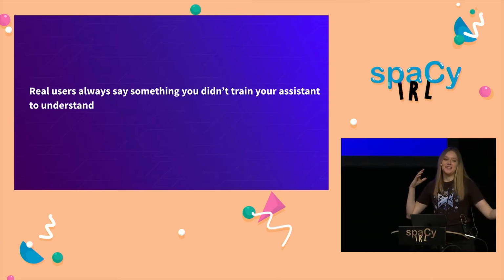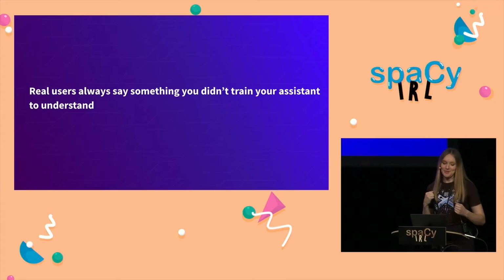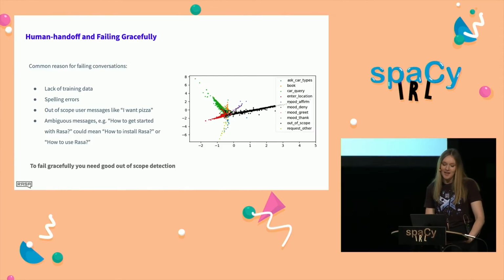So now let's say you nailed intent classification and entity extraction, and everything works great. Another thing that we learned is that users will always say something you didn't train your assistant to understand. They will always try to break your bot, and it's something that I've learned. For some reason, people like to break bots, and I think it's just fun to see what they can handle and what they cannot. And we call this situation failing gracefully.